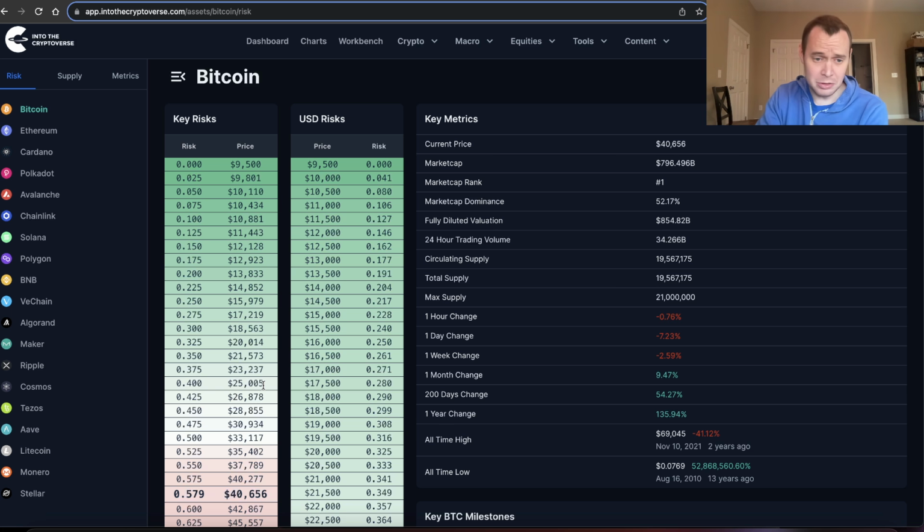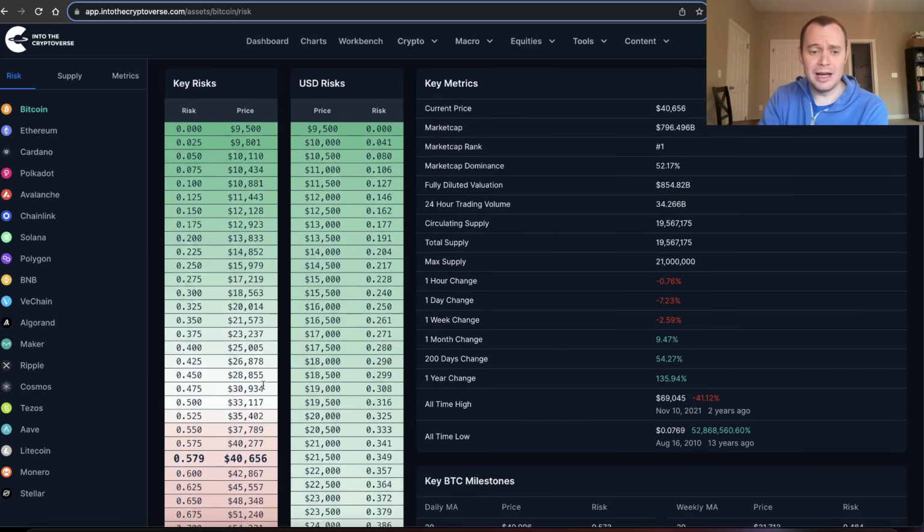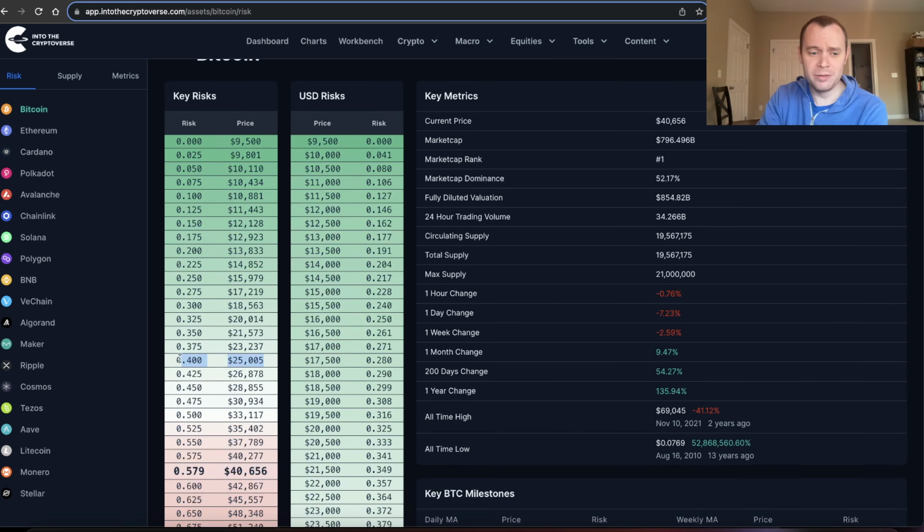So for me, this cycle, my strategy has been anytime we are below 0.4 risk, I'm comfortable getting into the market. When we're above 0.4 risk, I don't do anything. Last cycle, I bought Bitcoin up to 0.5 risk. But last cycle, I was willing to take on more risk than I am this cycle.